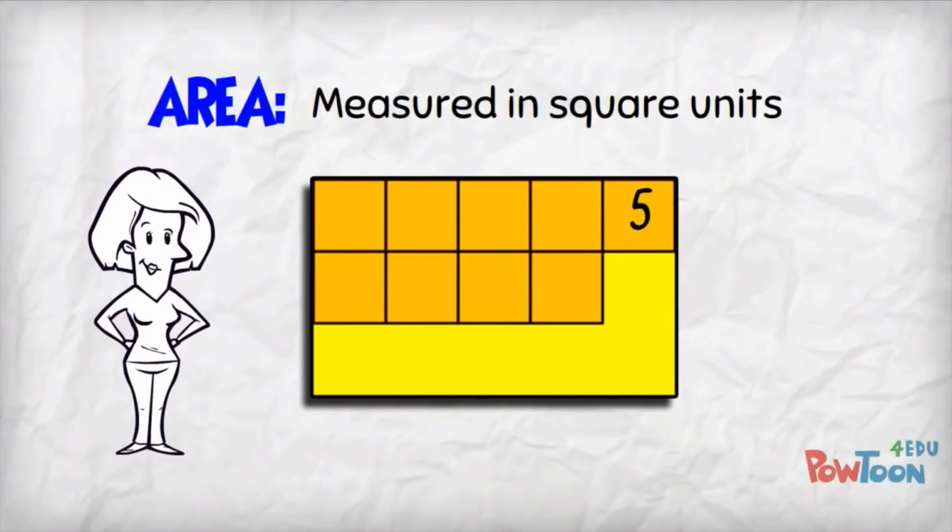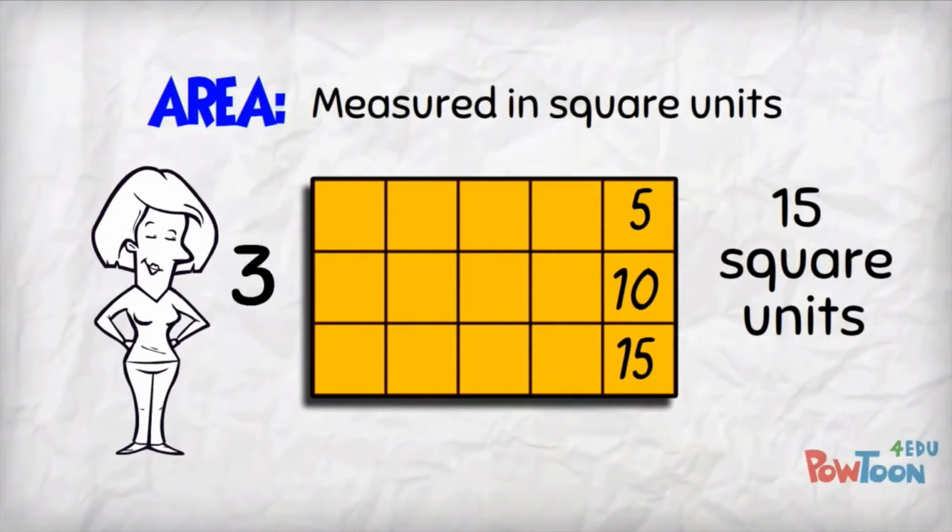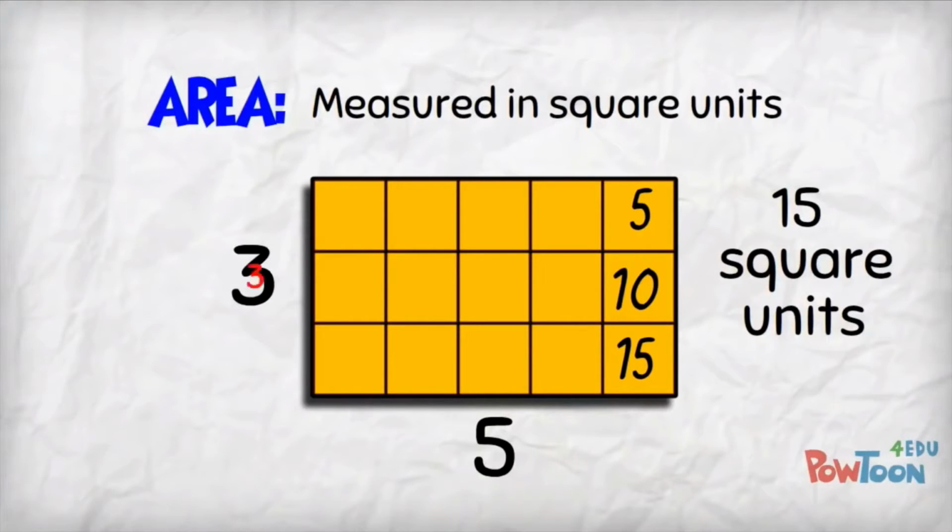5, 10, 15. 15 square units. We have 3 rows of 5. 3 times 5 is 15.